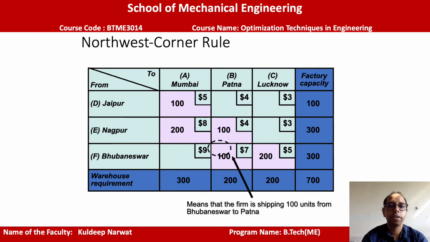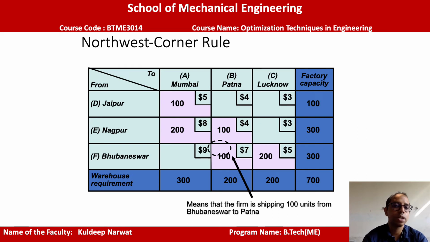So we see that this is the matrix which was available to us. First of all, I'll be starting with this value here, because this is the northwest corner cell method. I told you that we'll be starting from this left corner cell. You can see that the factory capacity is 100 for it and warehouse requirement is 300 for it. Whichever is the minimum value, we have to allocate that to the cell. So if I compare 300 and 100, I'll be allocating a value of 100 to this cell.